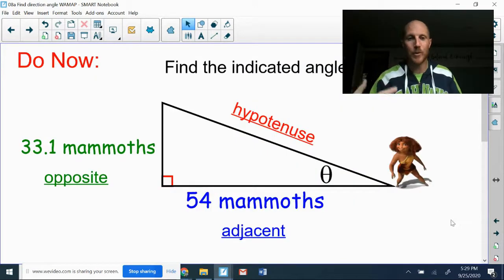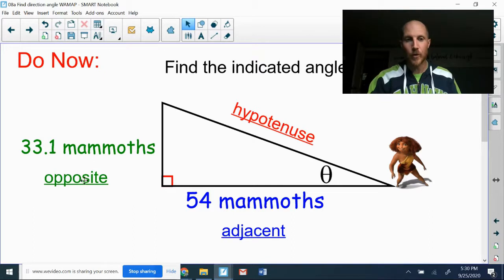So I went ahead and labeled the sides already. The hypotenuse is always going to be the long side. It's opposite from the right angle. And based on where Eep is standing is how we determine whether it's the opposite or adjacent side. So the side next to Eep is going to be the adjacent side, obviously the side that's not the hypotenuse, which is next to her. And then the side at the opposite end of the triangle is the opposite.